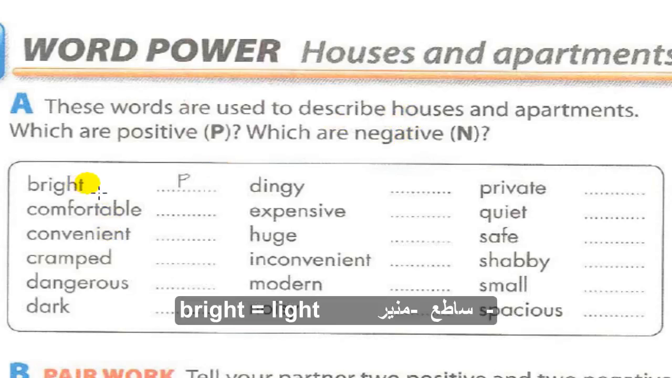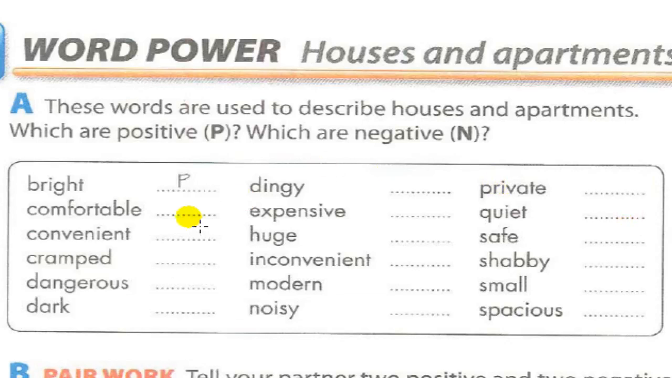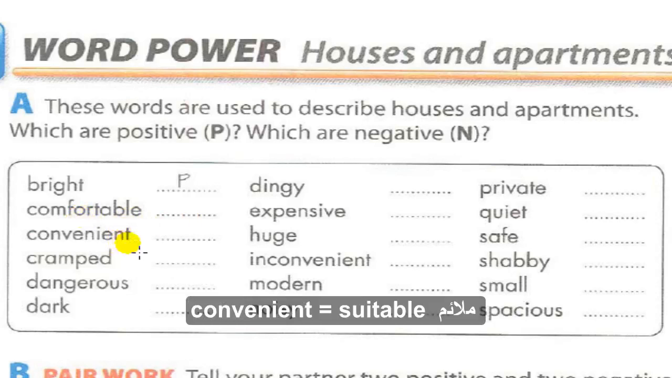1. Bright. P. Positive. Bright, not dark. You have light. Comfortable. The O is silent here. Also, in American English, we can say comfortable, with the O as a sound and the O in the word four silent. Comfortable, positive. Convenient. What does it mean, convenient? Convenient, suitable. Good. So, convenient, positive.